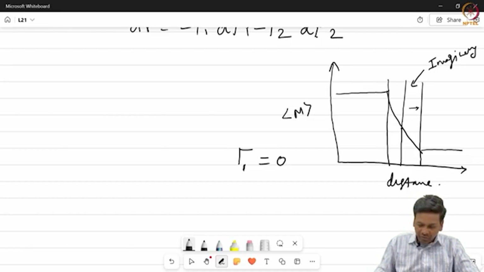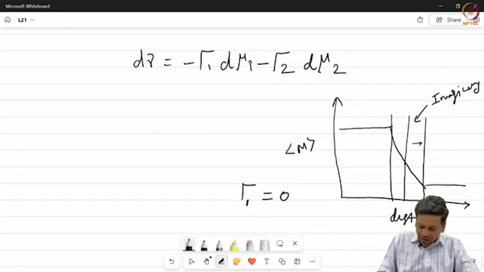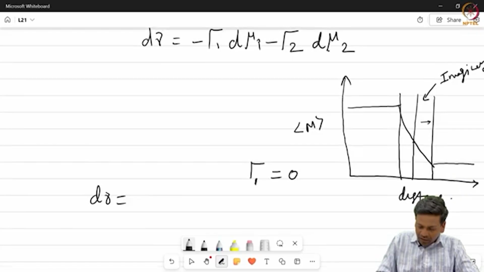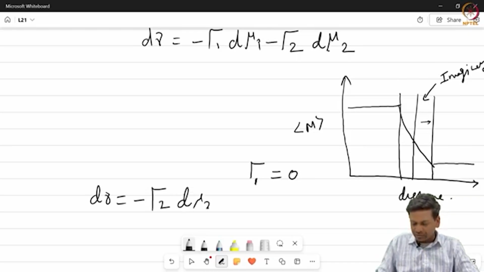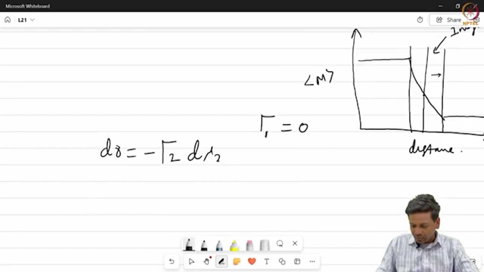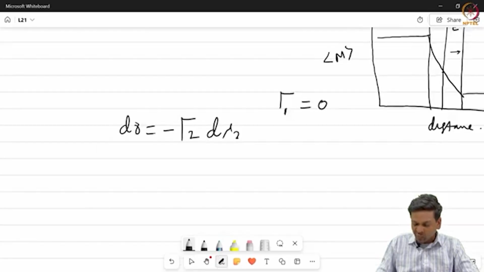So, in such case you can obtain this gamma equation something like this. It will be simply d gamma equal to minus gamma 2 d mu 2, okay. Right, so now what we can do, we know what is the d mu 2, right. We know what is d mu 2.